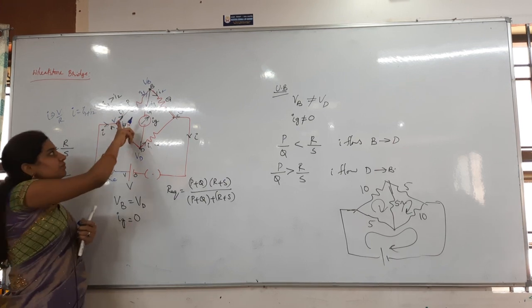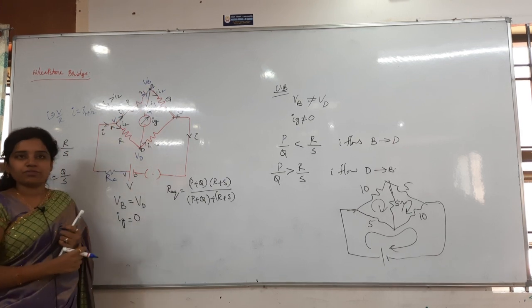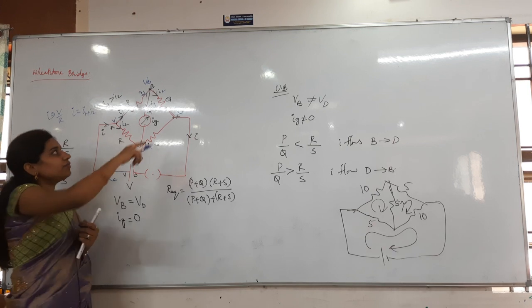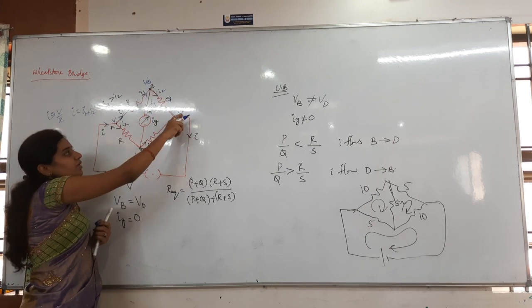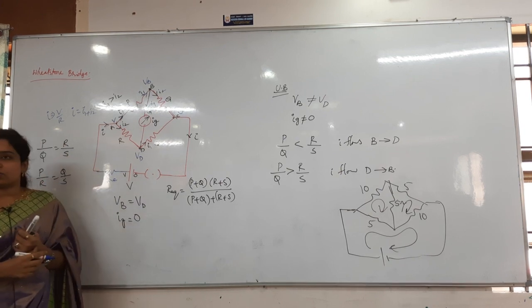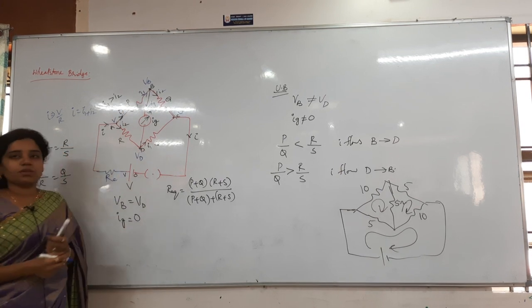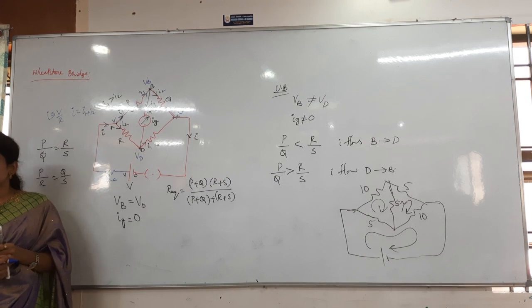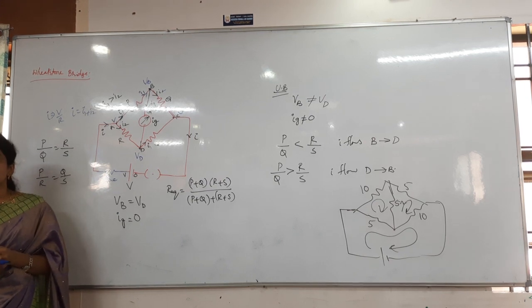Now I1 is in between what? V and VB, so (V minus VB) by P. And I2 is in between VB and 0, so VB by Q. And IG is in between VB and VD, so (VB minus VD) by G we will take. That is how you have to apply the nodal methodology, and they will not give any unbalanced conditions and all. So only balanced conditions are important.